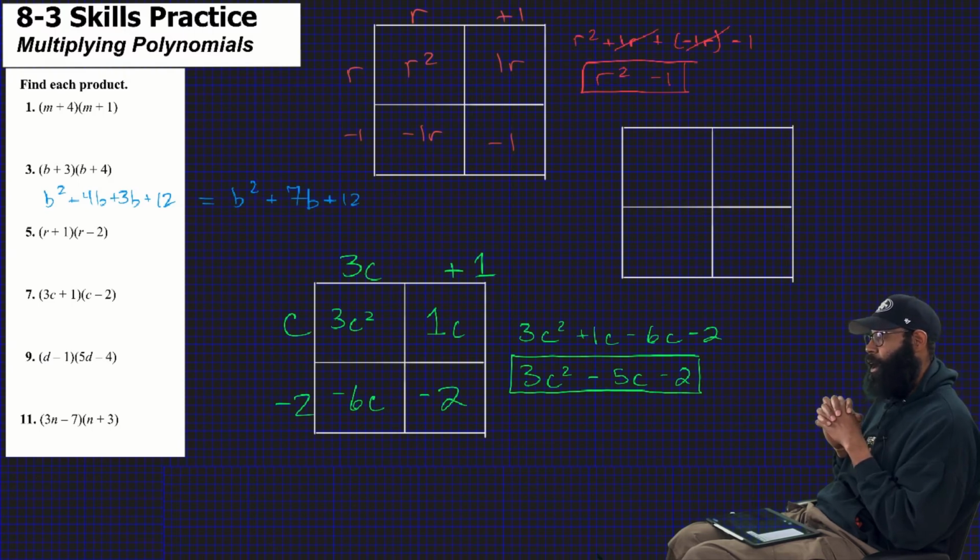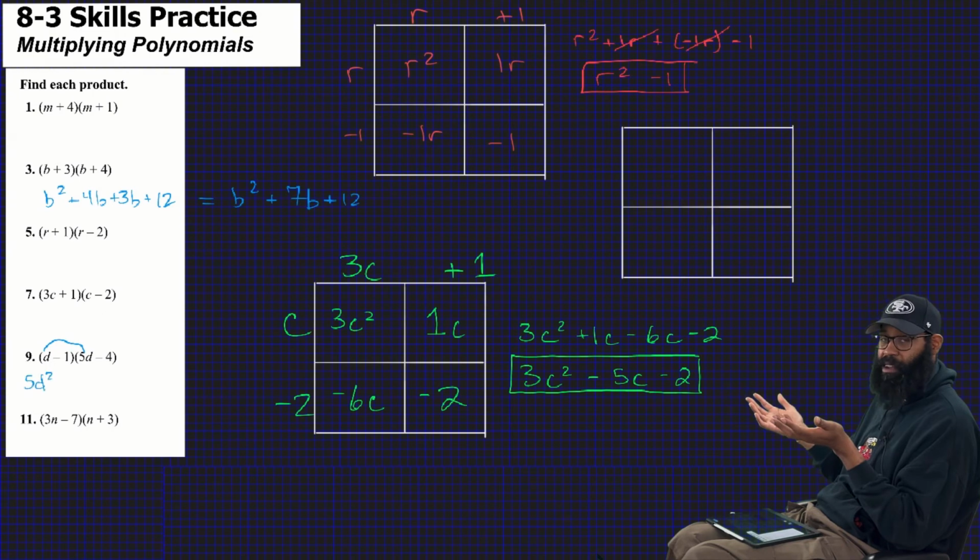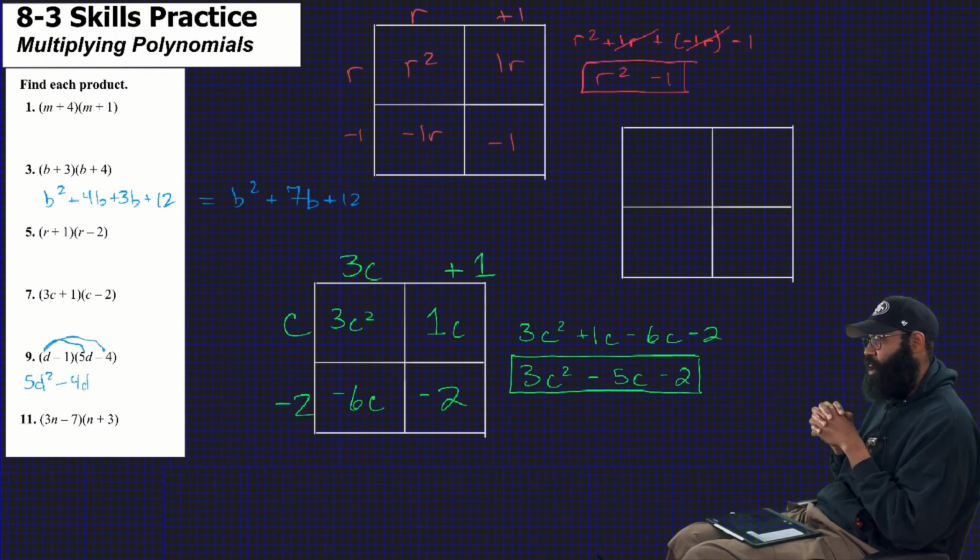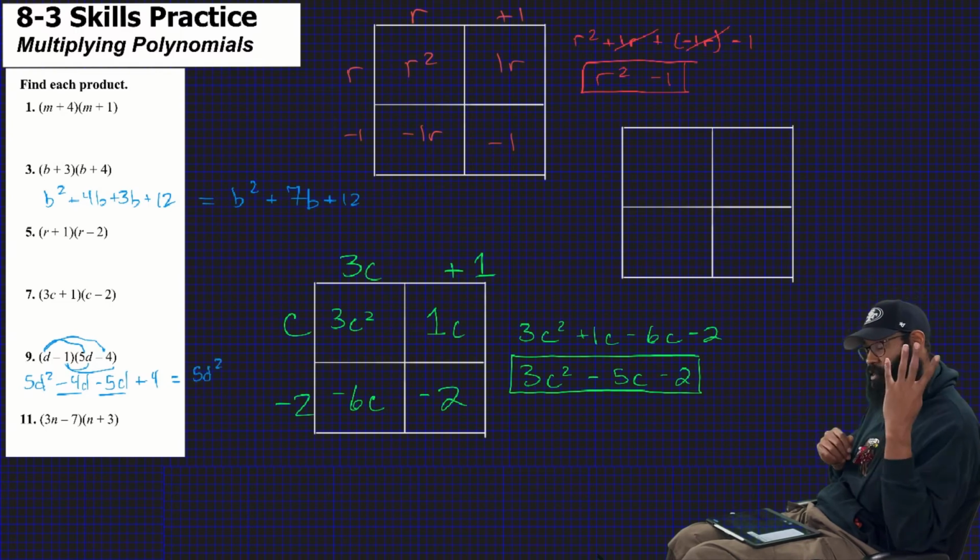All right, so after recognizing the box, let's go back to FOIL. D times 5d is 5d squared. D times a negative 4 is negative 4d. The next term, negative 1 times 5d, is negative 5d. And then negative 1 times negative 4 is a positive 4. So multiplying a binomial times a binomial gives me 4 terms.